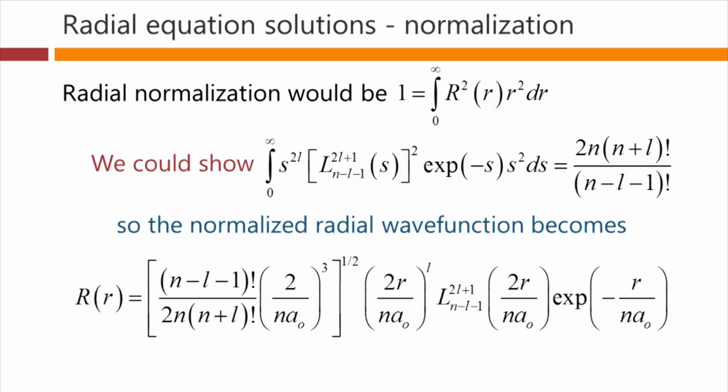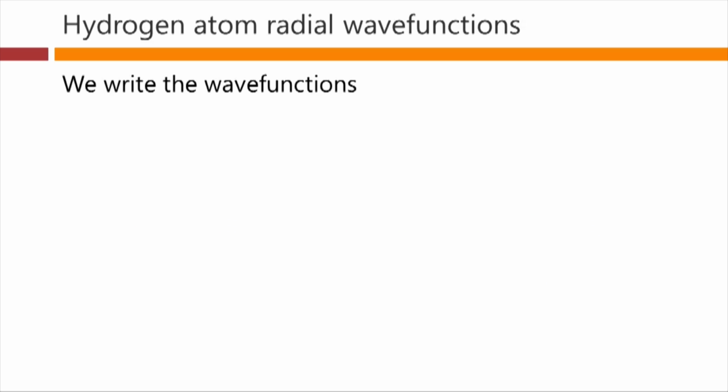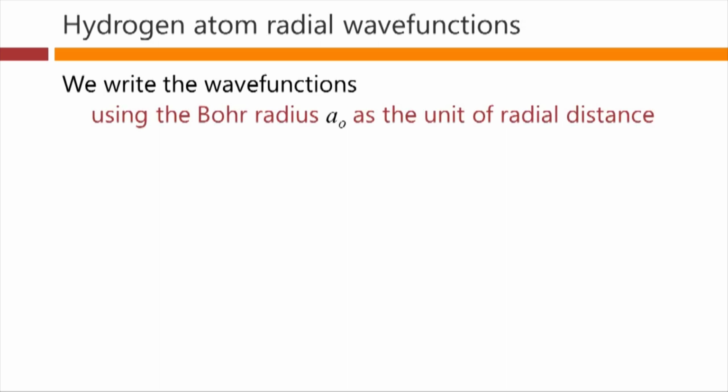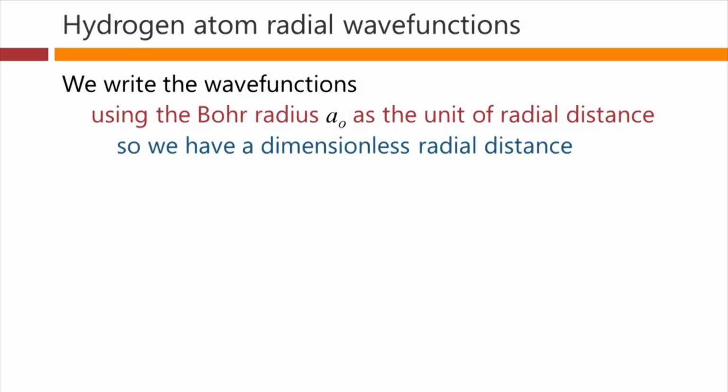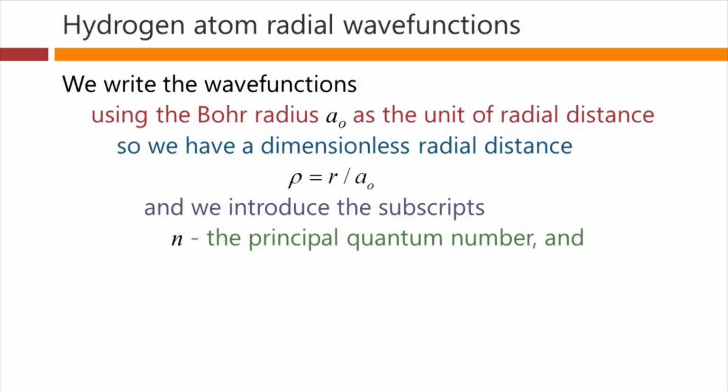So basically, r to the power L, a Laguerre polynomial of this type, and an e to the minus r over n times the Bohr radius. We write these wave functions now using the Bohr radius a0 as our unit of radial distance. So we've got a dimensionless radial distance just for convenience. So we use a new coordinate, rho equals r over the Bohr radius. And we introduce some subscripts here. Specifically, now we give names to these.